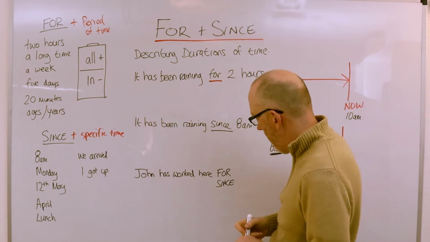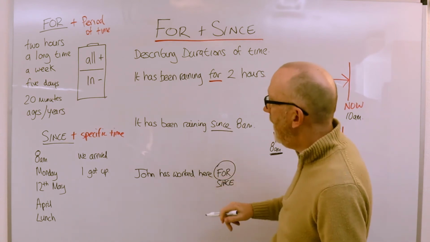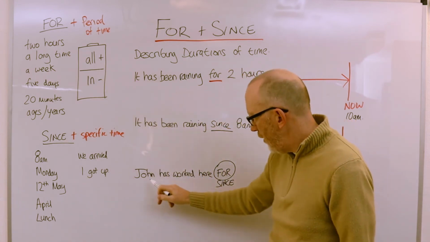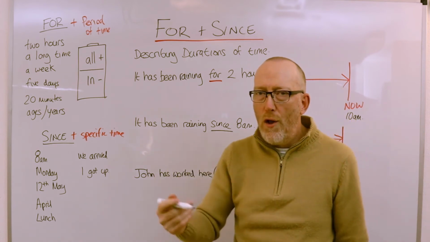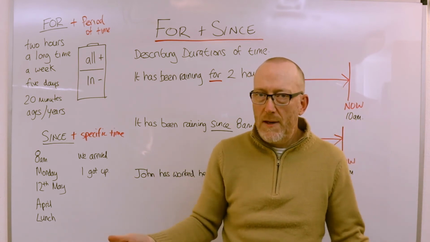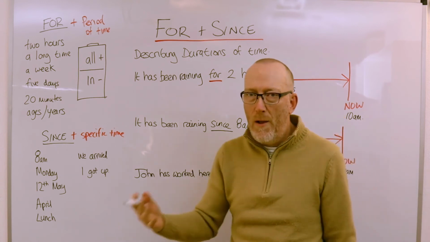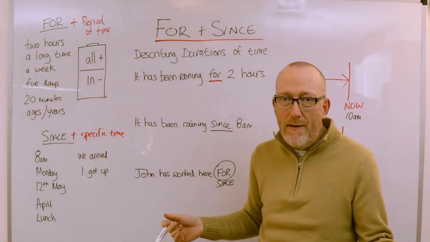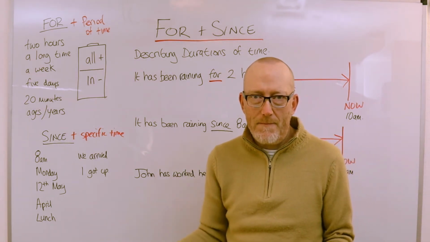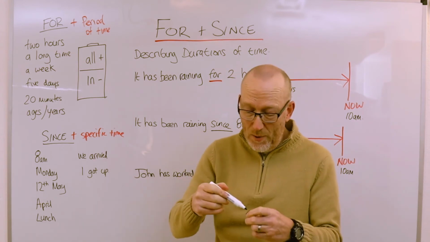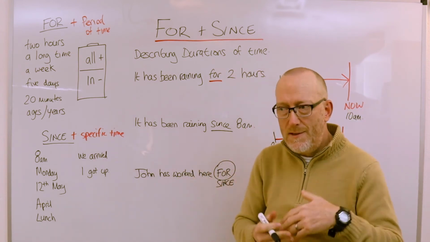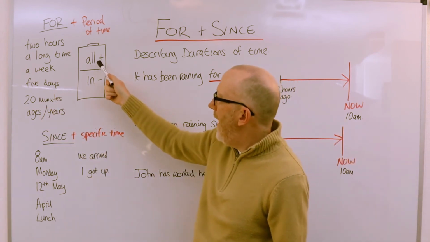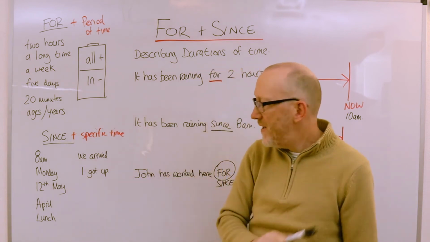But now let's take a look at for in more detail. Let's try and use all. So John has worked here all his life. Or John has lived in Italy all his life. So from the starting point, when he was born, to right now, that duration. So we can use all as an alternative for for in a positive sentence.